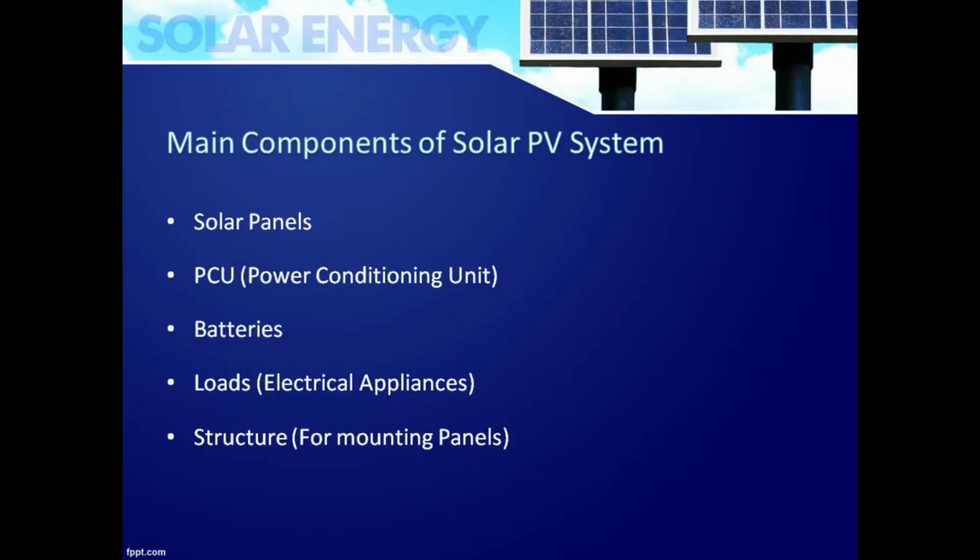Main components of solar PV system. Solar panels. PCU, power conditioning unit. Batteries. Loads, electrical appliances. Structure, for mounting panels.